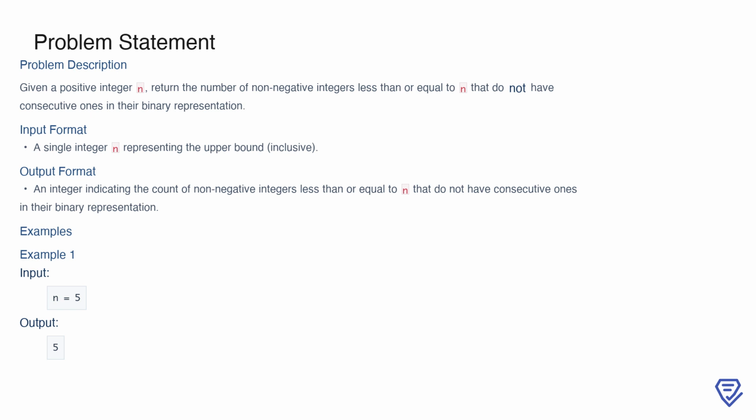For example, if n is 5, we are tasked with counting all valid numbers less than or equal to 5 that do not have consecutive ones in their binary form. The result in this case would be 5 because there are exactly 5 such numbers, as we will explore shortly.